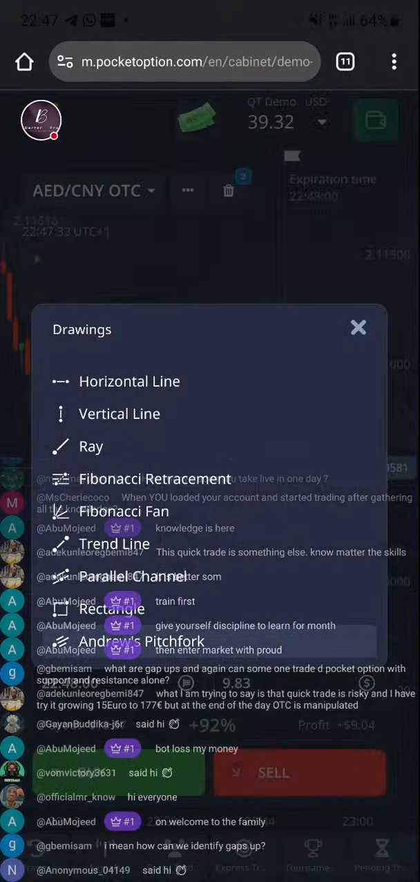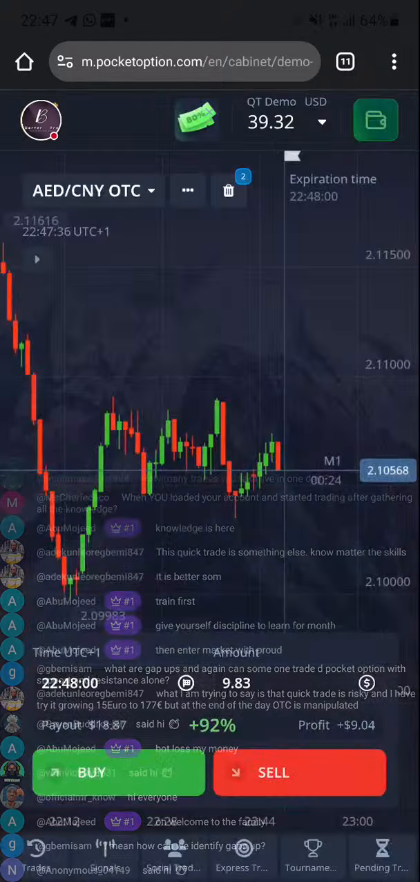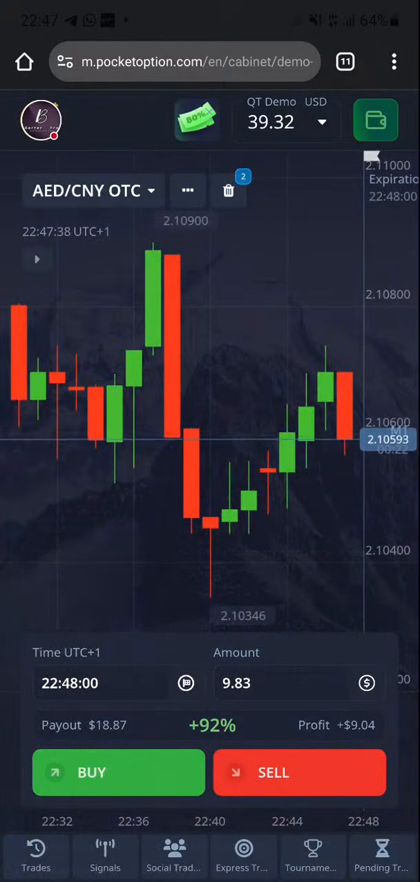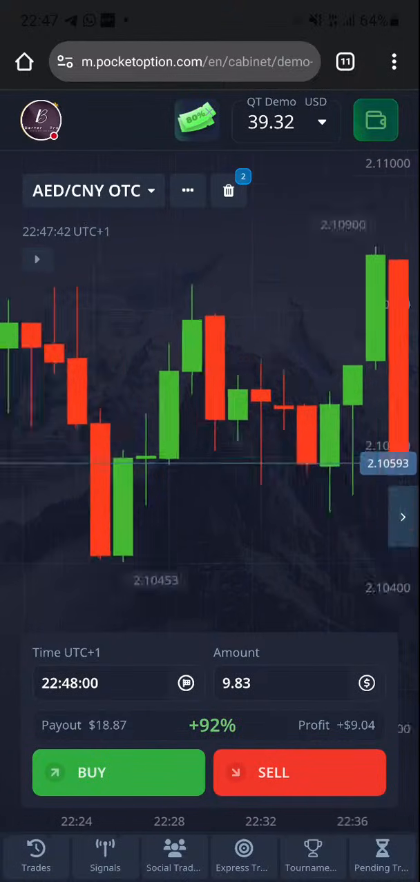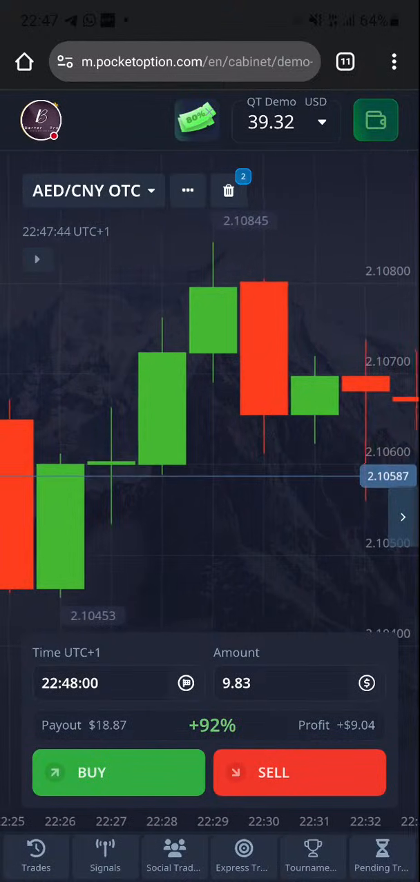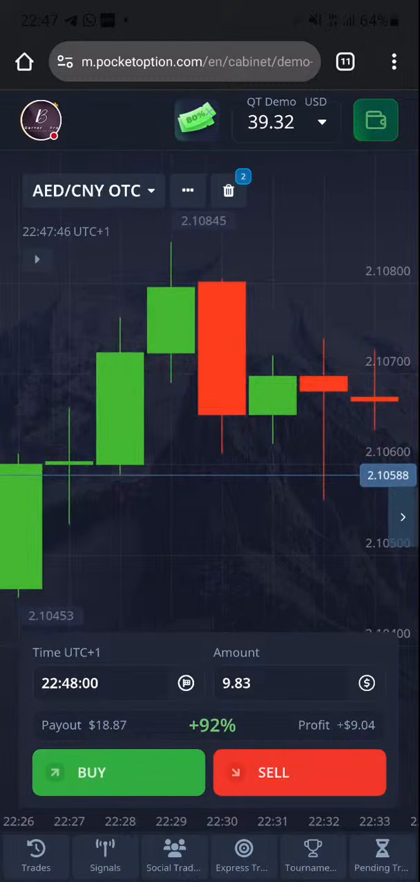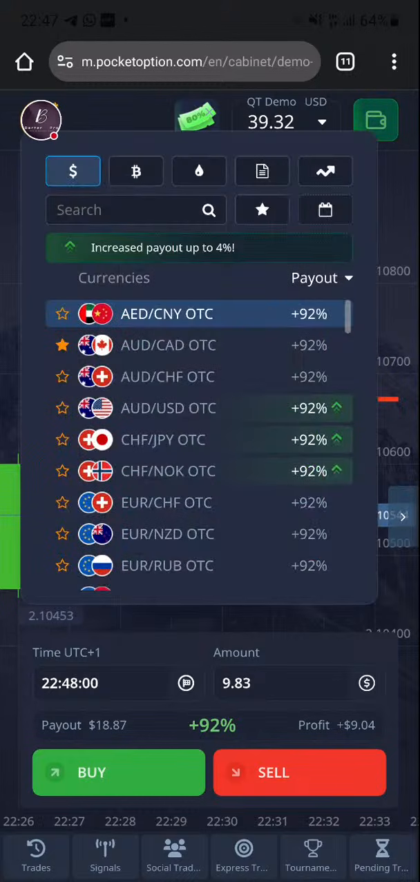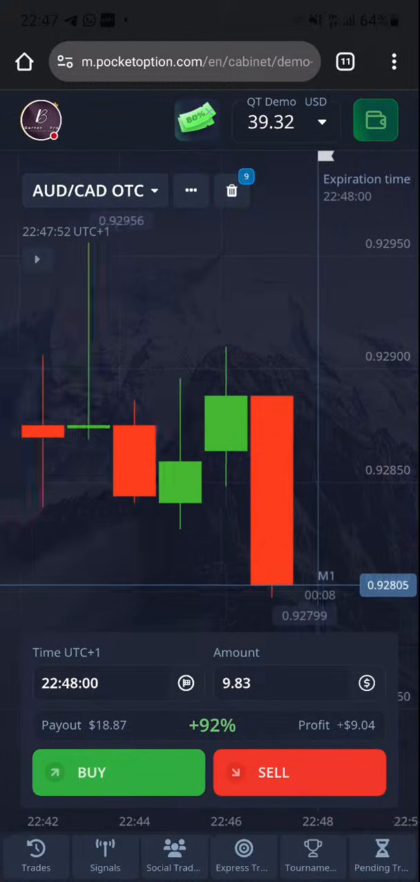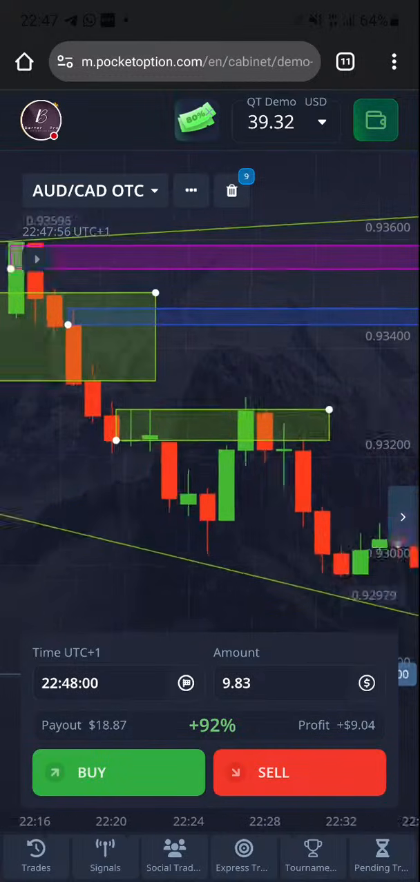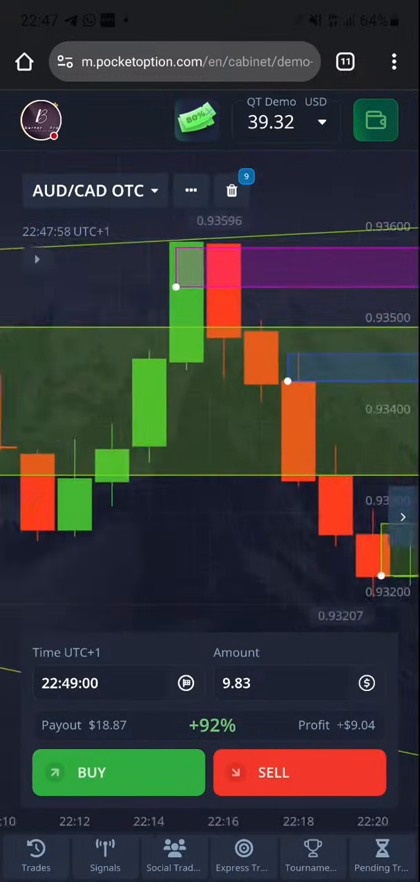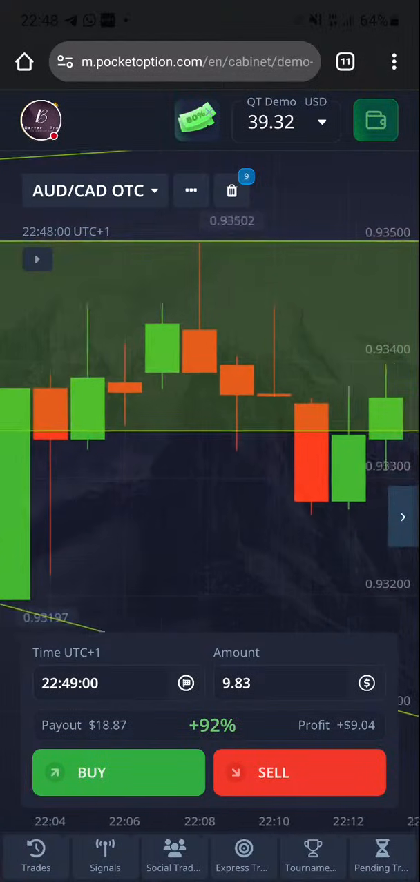How can we identify gaps? Okay. I've mentioned this many times, but because you asked, I'll tell you again. It's very easy to identify gaps. This is a very tiny gap, but let me look for one that is very, very obvious. Let me find the obvious one for you.